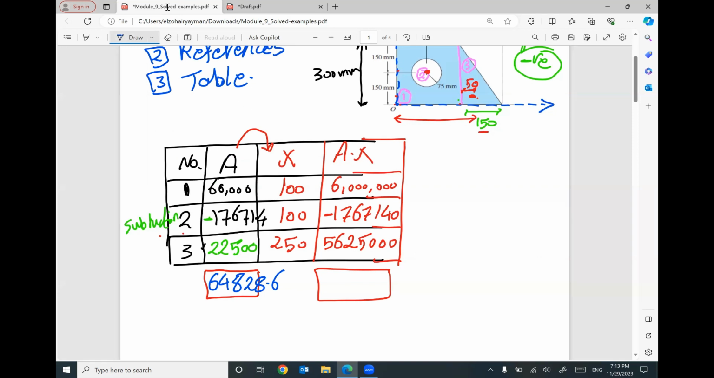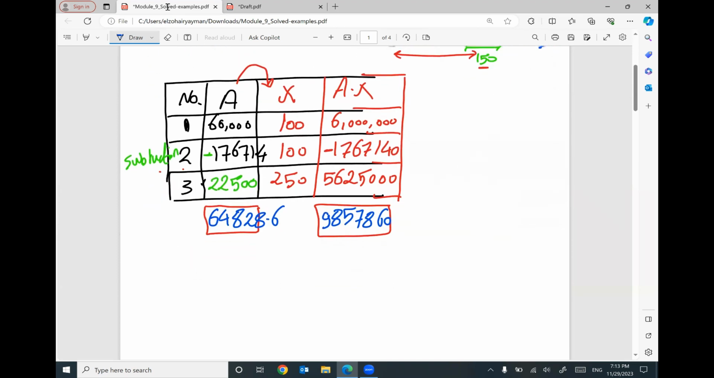The summation here: 6 million minus 1,767,140, and then plus 5,625,000. This value equals 9,857,860. Two long numbers. So X bar equals summation area times X divided by summation area.